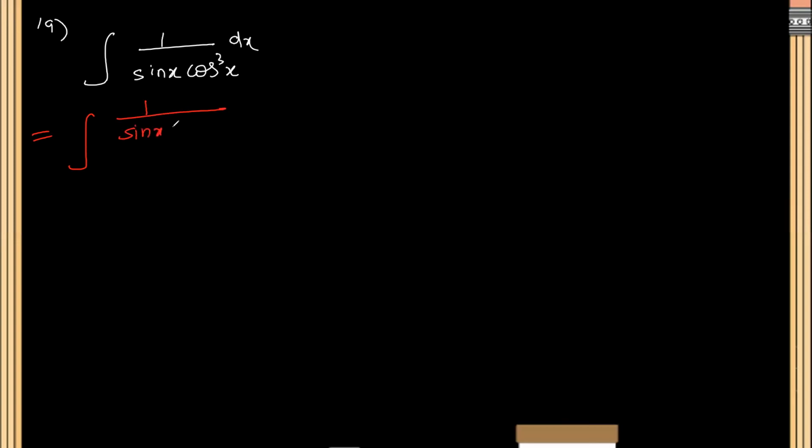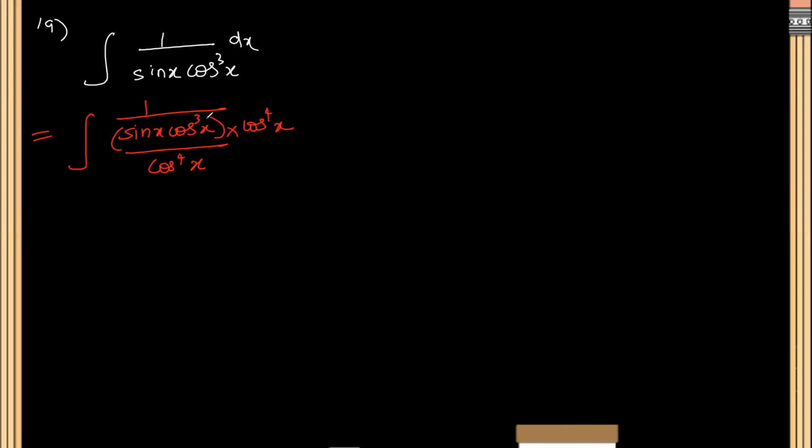Then question number 19, integral of 1 by sin x cos cube x dx. Okay, let's try to divide the denominator by cos power 4x, multiplying and dividing by cos power 4x only in the denominator. So sin x cos cube x the whole by cos power 4x into cos power 4x.